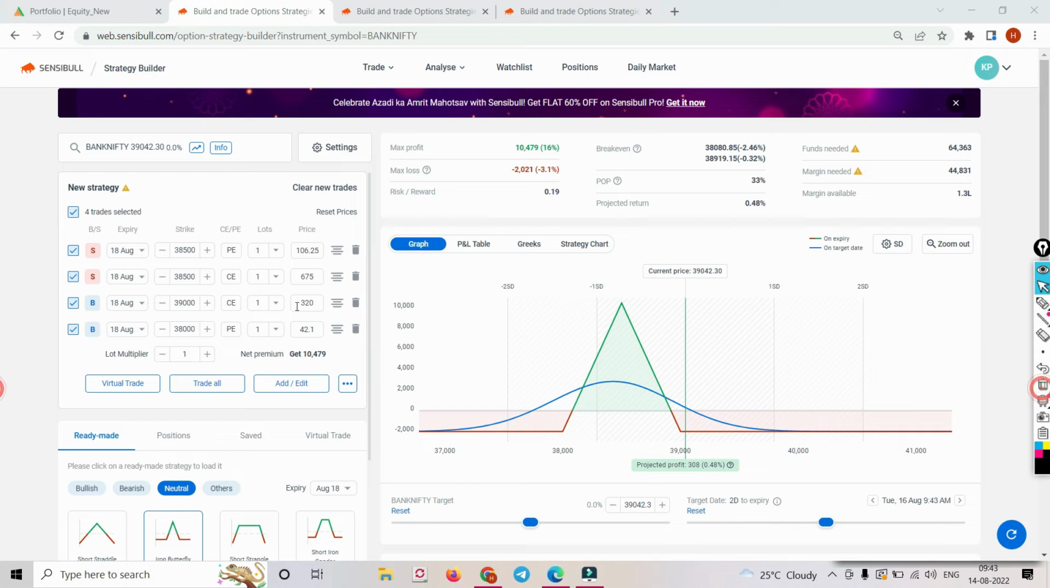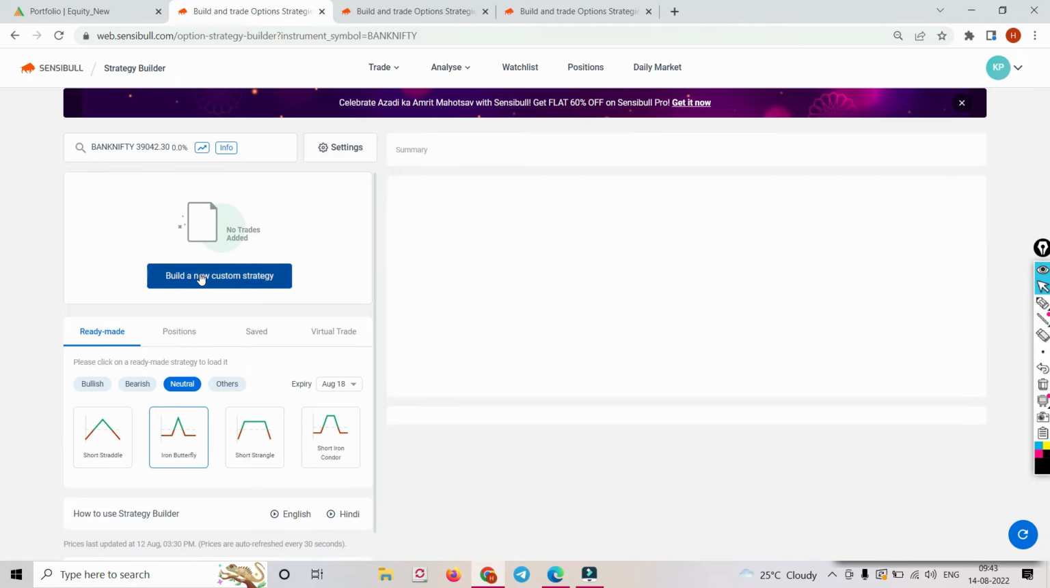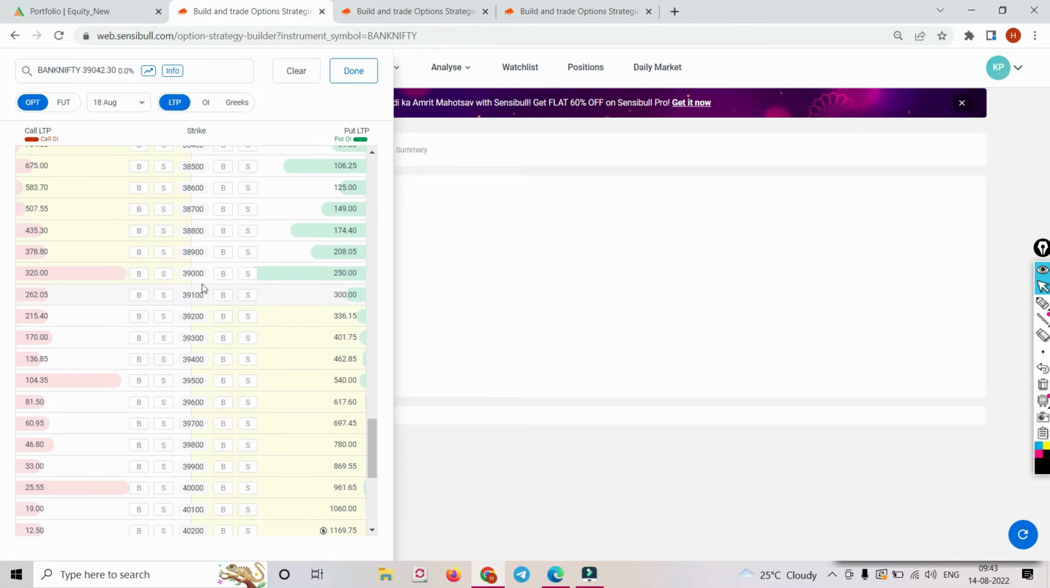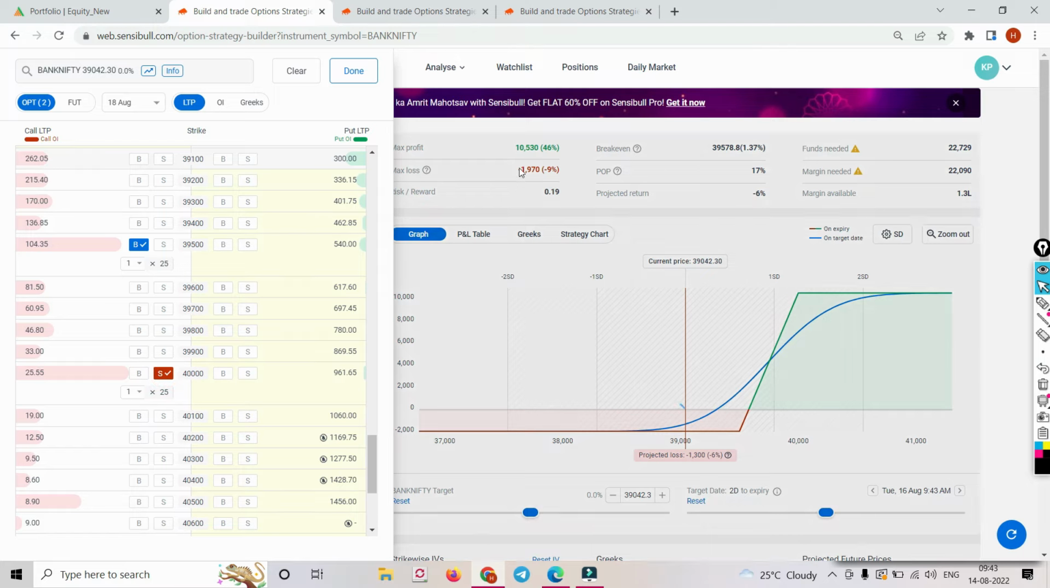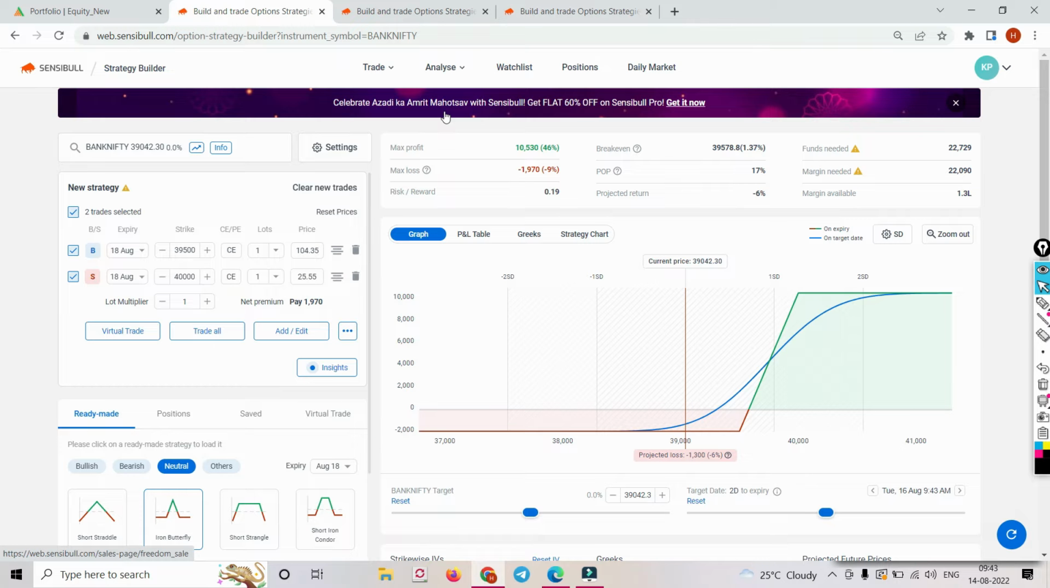I'll delete all the trades and deploy a debit spread. The market stands at 39,000. I'll buy 39,500 and sell 40,000. This is my typical debit spread. 39,500 is my buy position, 40,000 is my sold position. So we got a 104 rupees debit, we paid 25 rupees.